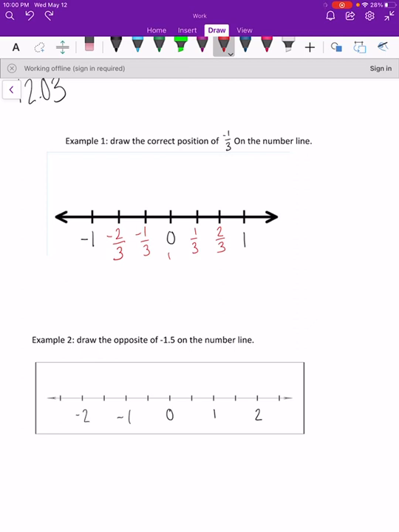And it wants us to plot negative 1/3, and it's right here. So I'm going to put a dot right here. And there you go.